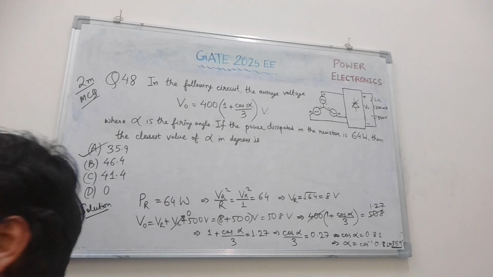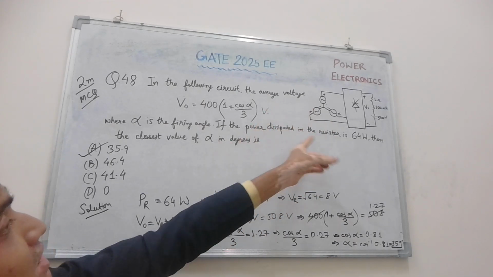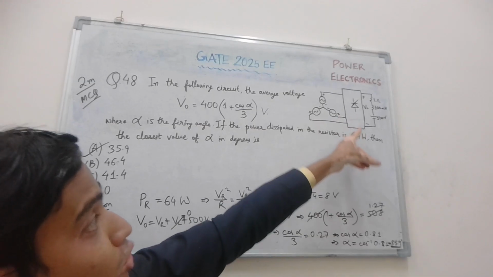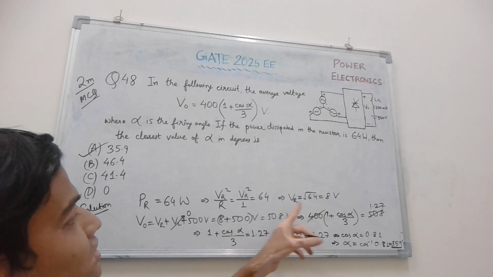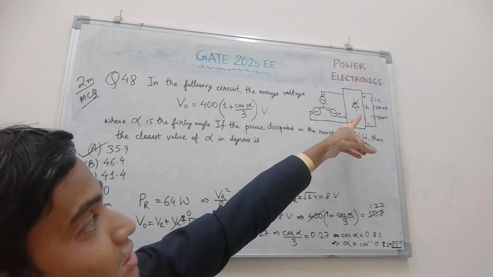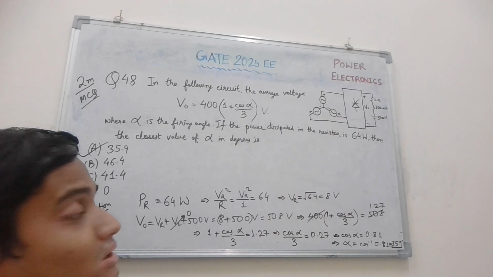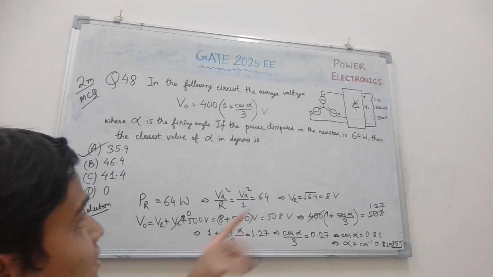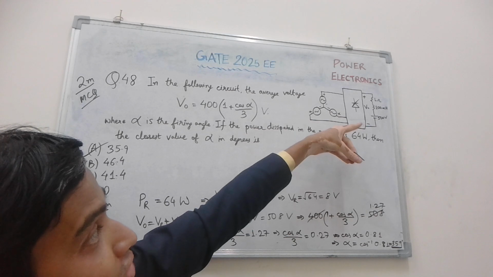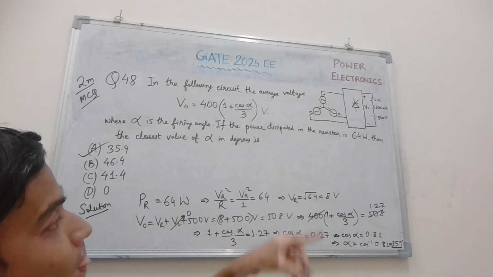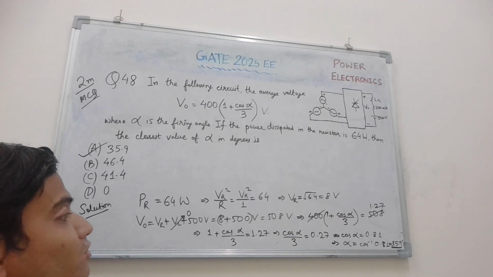So I hope the solution is clear. I approach this question with the very basics. We first use the power dissipated across the resistor to find the average voltage across the resistor, which we have obtained as 8 volt. Next, the average voltage across the inductor is 0, as the inductor does not store any energy in every cycle. Next, the output voltage will be the sum of the inductor voltage, the voltage across the resistance, and the 500 volt. So we get that as 508 volt. We equate it to the given value of V0, and we find the value of alpha as 35.9 degrees.